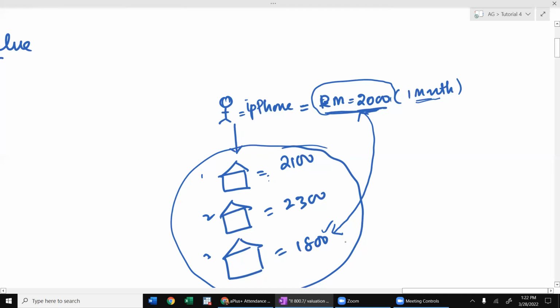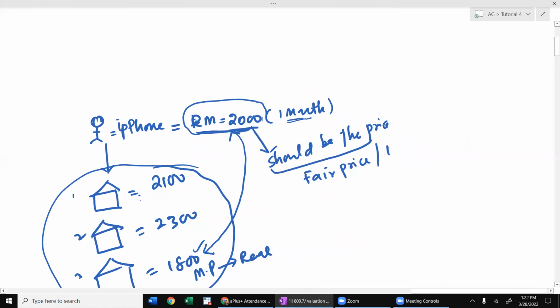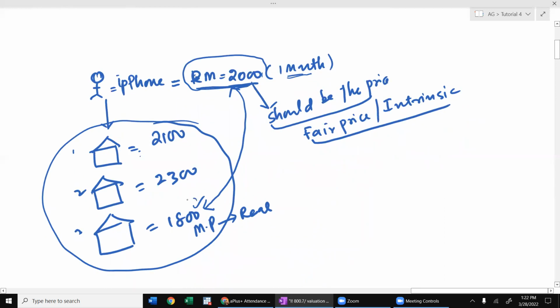Correct, sir. Okay. So this is the real market price, and this is what the price should be. In other words, this is the fair price that you think. This is also called the intrinsic price. Intrinsic means you calculated this price based on some calculations, but this is the market price.